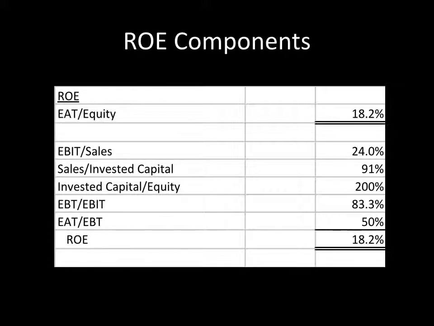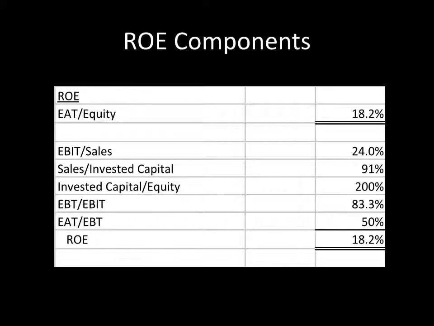So that ratio, the financial structure ratio, is 2 or 200%. Earnings before taxes divided by EBIT, our financial cost ratio, is 83.3%. Then our tax policy, our tax ratio, EAT divided by earnings before taxes, is 50%. Plug those numbers in, multiply the first two together, multiply the next two together, and then multiply the results of the top two and the next two together, and then multiply that by the 50% tax rate. We then have an ROE of 18.2%.